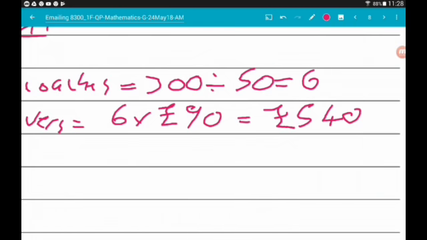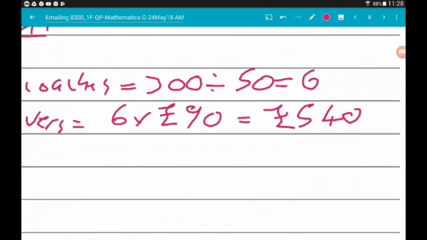Okay, so starting on the right, 0 take 0 is 0. We then can't do 0 take away 8. So we borrow 1 from the 5. So it becomes a 4. Put the 1 on the 0. So it's now a 10. 10 take 8 is 2. 4 take 3 is 1. 7 take 1 is 6. So their total profit is £6,120. Good times.